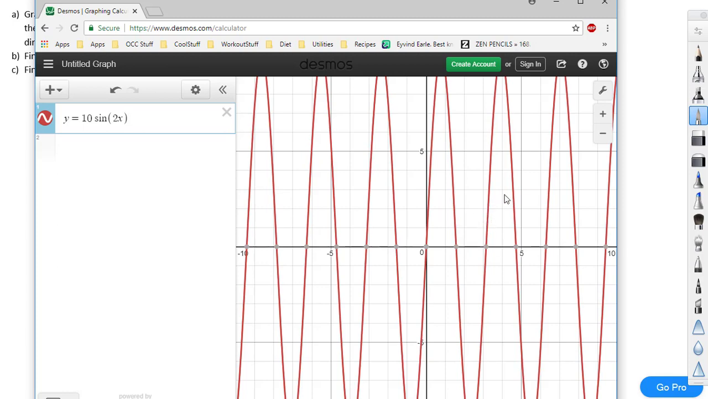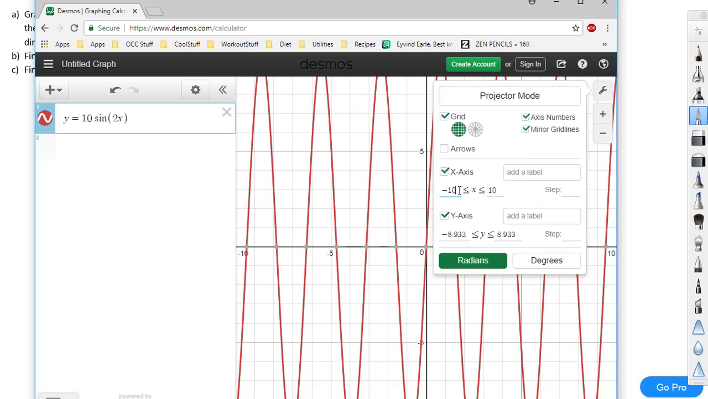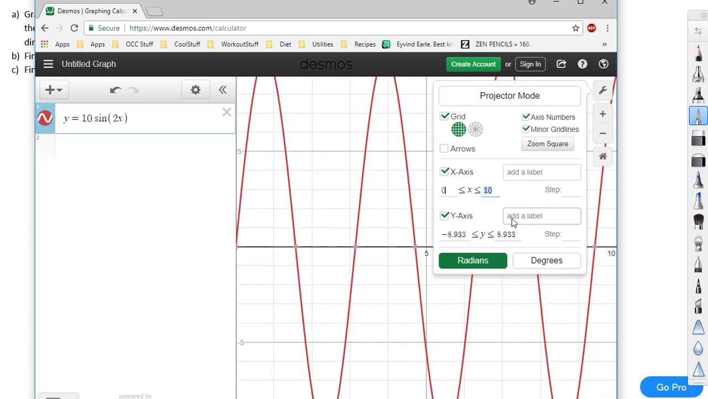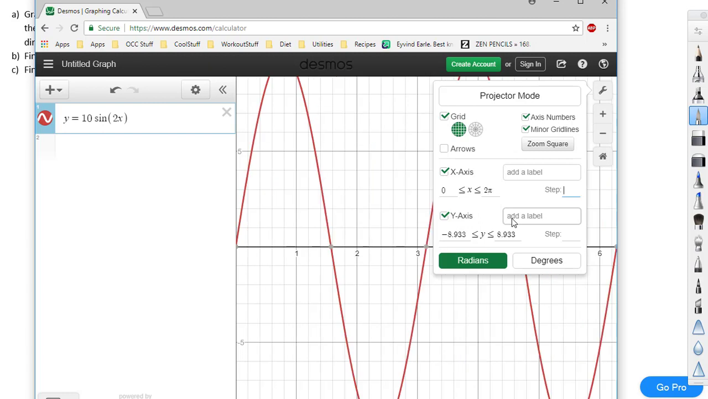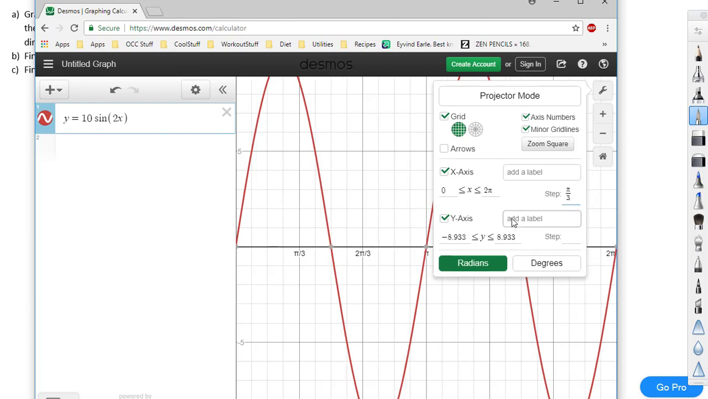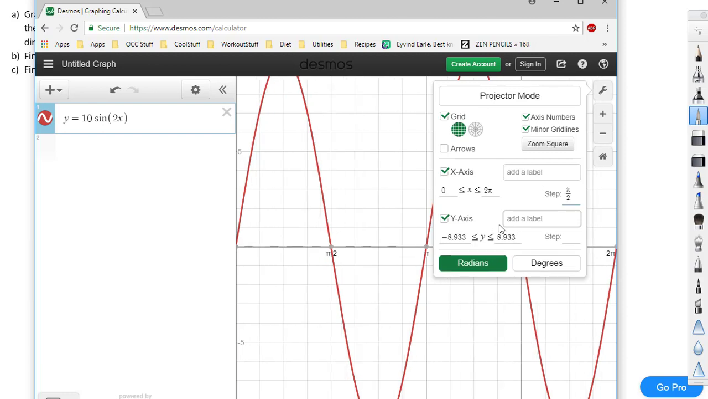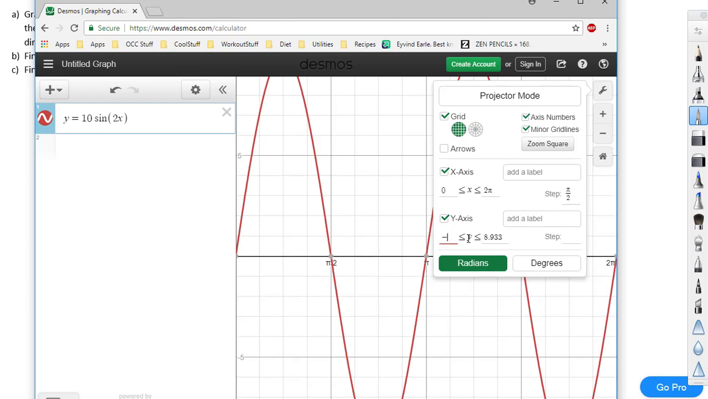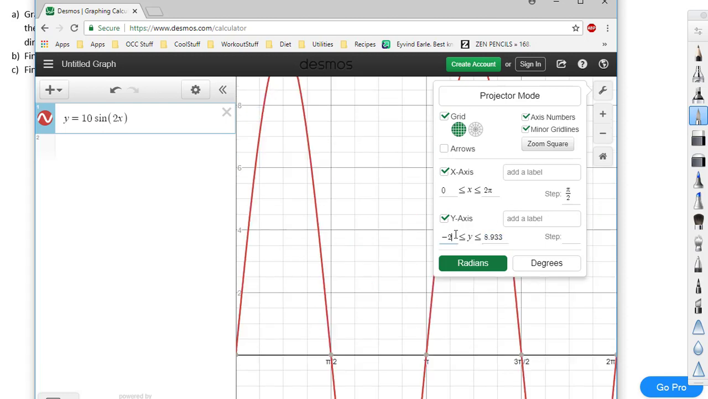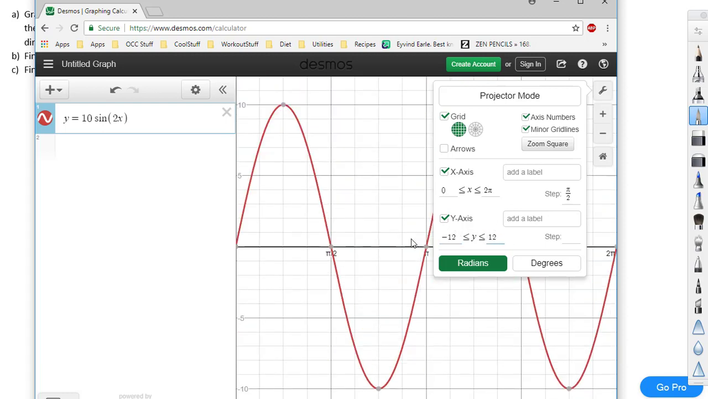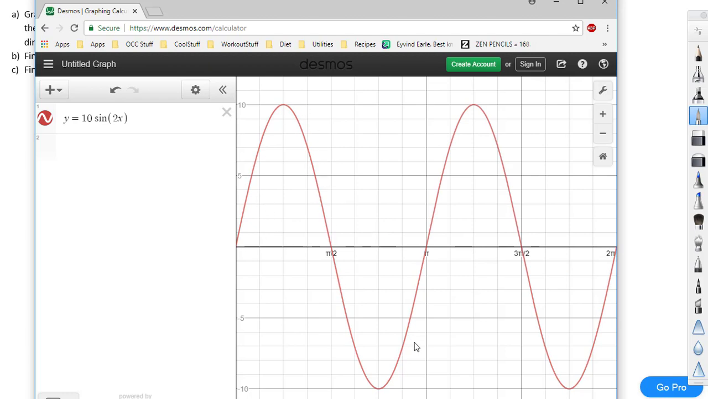Now, this isn't exactly what I would like. I would like a little bit of a cleaner graph. So I'm going to go up here to this little wrench, and that's going to change my settings. So my x, or my independent variable, I want that to go between 0 and 2 pi, in steps of pi over 2. And for my y-axis, since I have an amplitude of 10, let's go between negative 12 and positive 12. Great, that gives me a much cleaner graph.